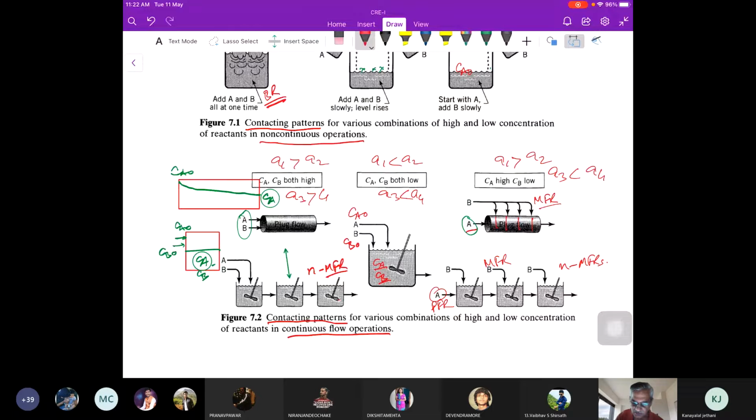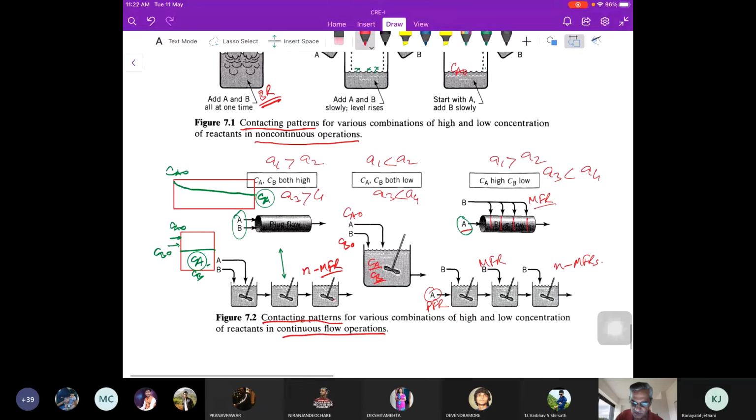And if you want one high and one low, that means CA high CB low for this case, then you take a plug flow reactor और A डाला हमने, ये हाई चाहिए तो plug flow A will be in PFR mode and B को हम continuously add करते जाएंगे. So this will be PFR.